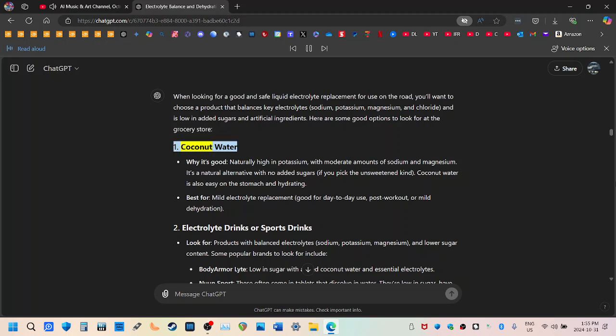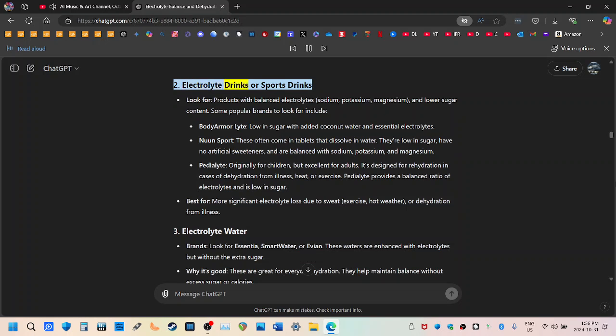1. Coconut water. Why it's good: naturally high in potassium, with moderate amounts of sodium and magnesium. It's a natural alternative with no added sugars, if you pick the unsweetened kind. Coconut water is also easy on the stomach and hydrating. Best for mild electrolyte replacement, good for day-to-day use, post-workout, or mild dehydration.